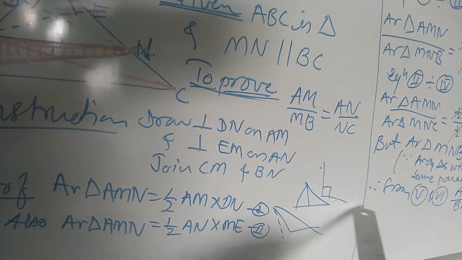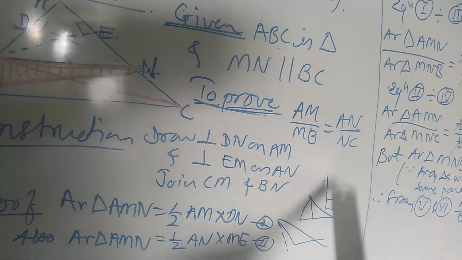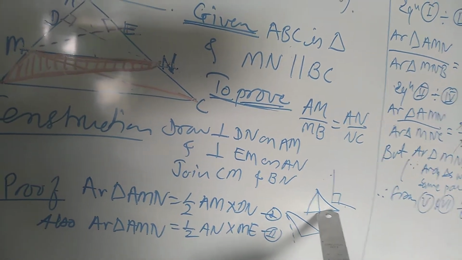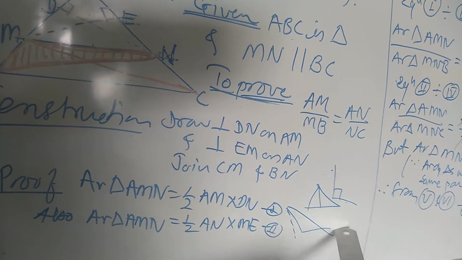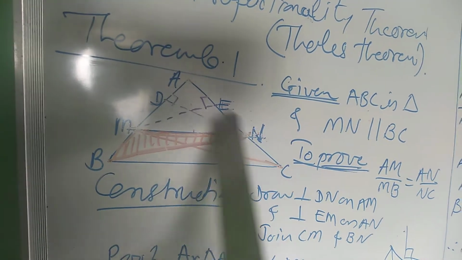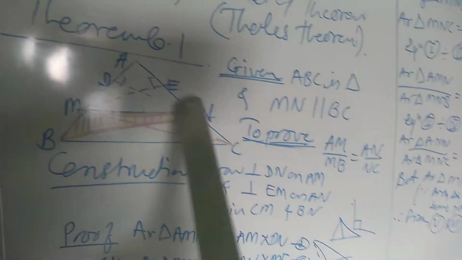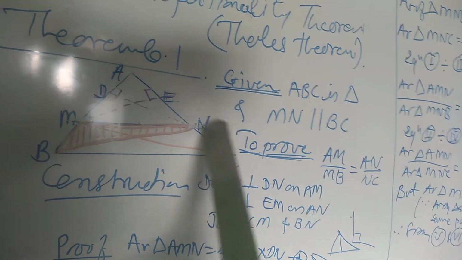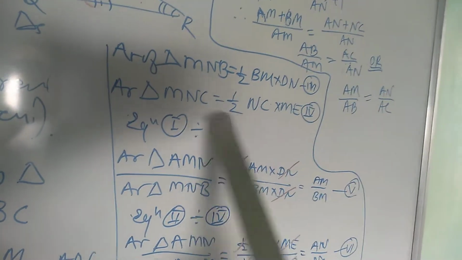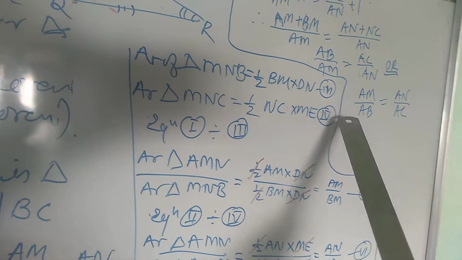That will be DN, because we can see in a right angle triangle, if one side is the base, another will be the height. In an acute angle triangle, the height itself is inside the triangle, but in an obtuse angle triangle, the height will be outside the triangle. Same way as here it is forming an obtuse angle triangle, so the height will be DN. For this triangle, if NC is taken as the base, then ME will be the height, and we have written the formulas like this. We have taken a number of equations.